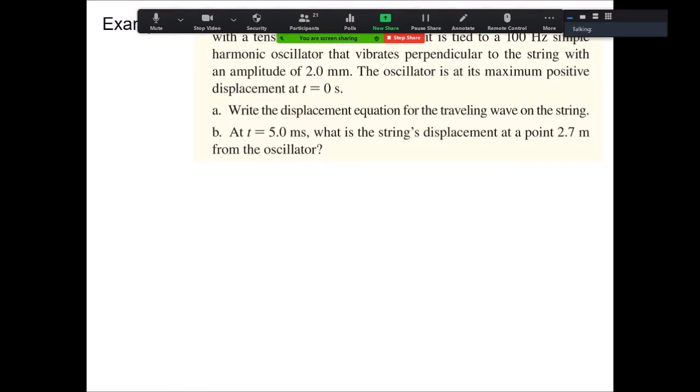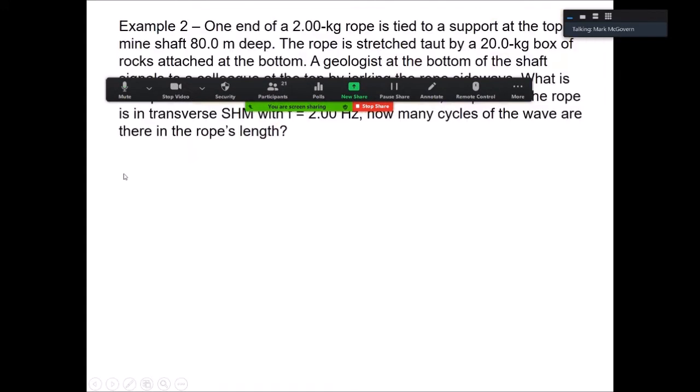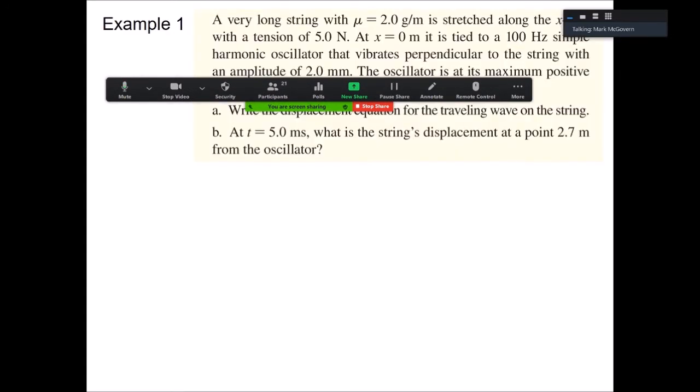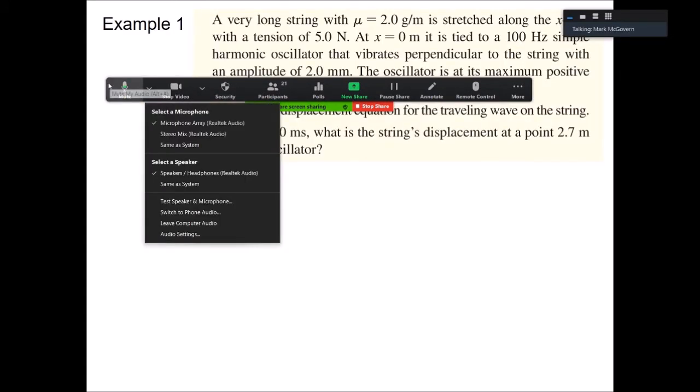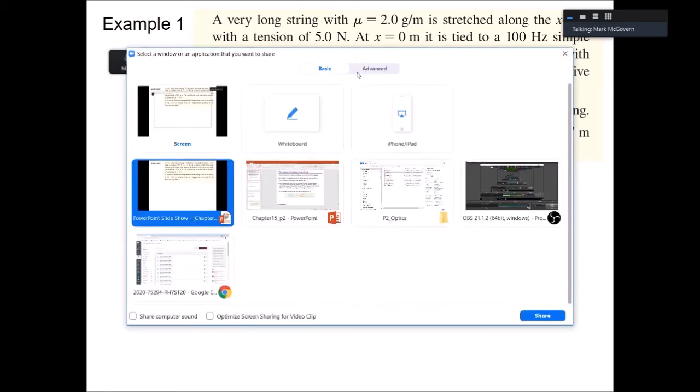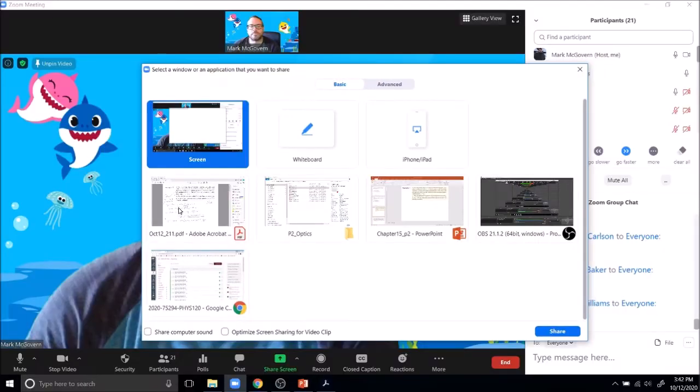All right, so let's do some examples right off the bat. These examples are going to incorporate that wave speed, and we're going to also revisit a lot of those equations we had from the last lecture so we can get a little more practice with that. All right, so here's our problem.